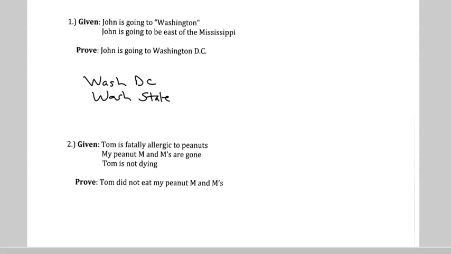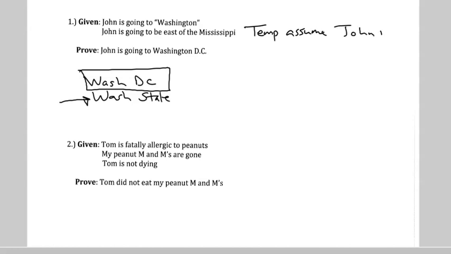Okay? So remember, first step of proving something. If you want to prove this one, what we do is we temporarily assume this one and show that that's impossible. Okay? So if I did this, my first step would be saying temporarily assume John is going to Washington State. Okay, what do we know about Washington State? It is west of the Mississippi.